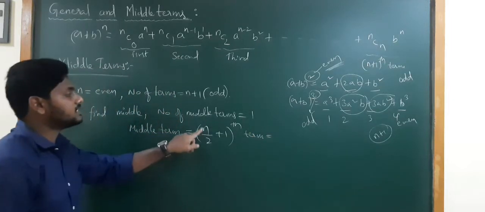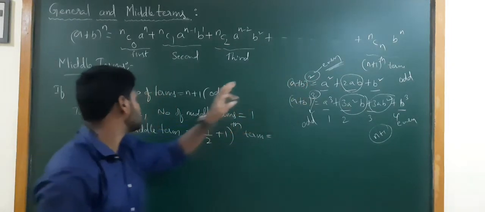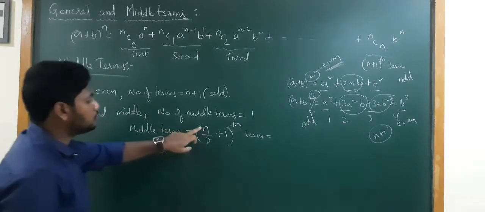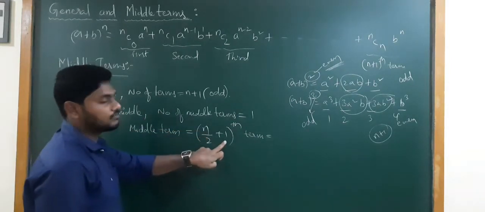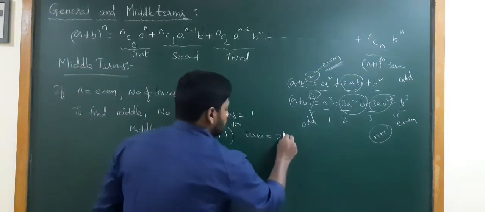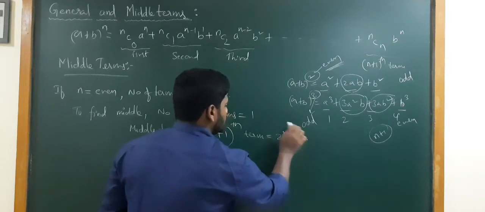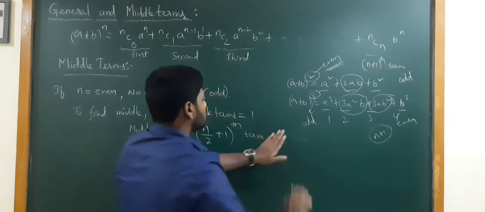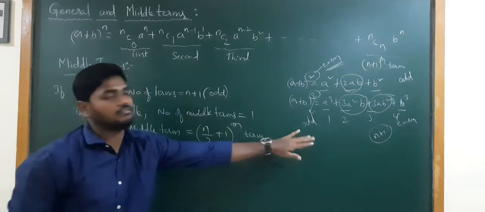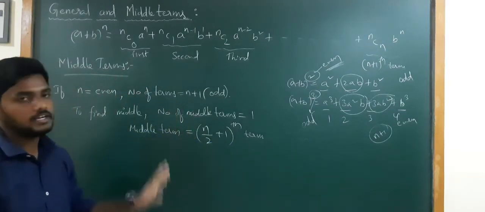Why? Because, for example, if we consider n even, n equal to 2, then 2 by 2 is 1, and 1 plus 1 is the second term. The second term is the example for this. You can substitute any even value of n and you will get the middle term.